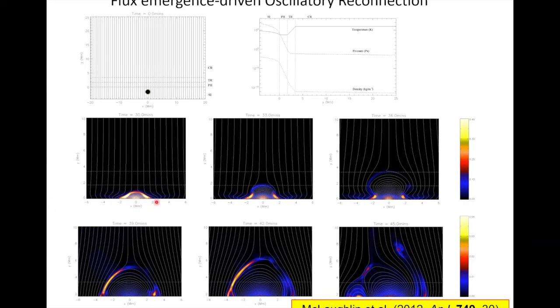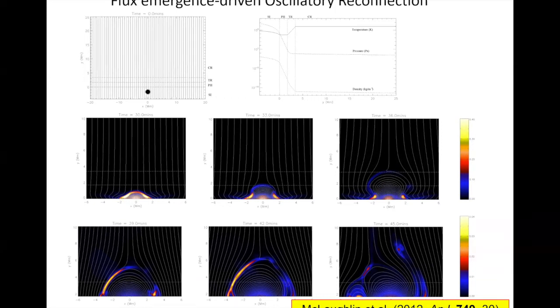This is it emerging into the solar atmosphere, which has a pre-existing vertical magnetic field. And literally flux emerges into the system and it clashes with the pre-existing magnetic field to form this current sheet that you can see here. This system emerges, and at some point that emergence stops. And once that emergence stops, then the oscillatory reconnection process kicks in.